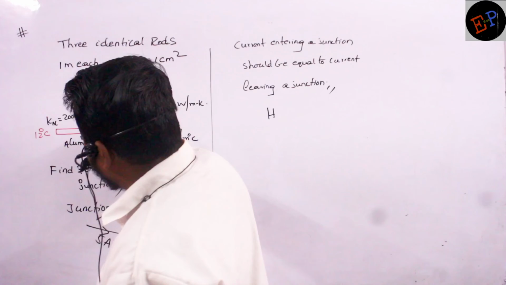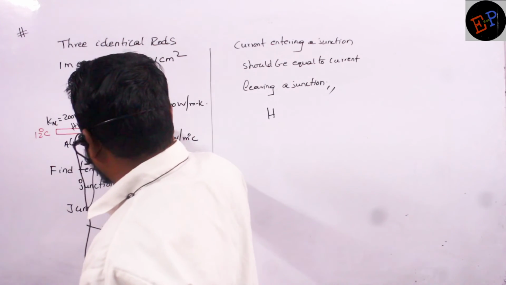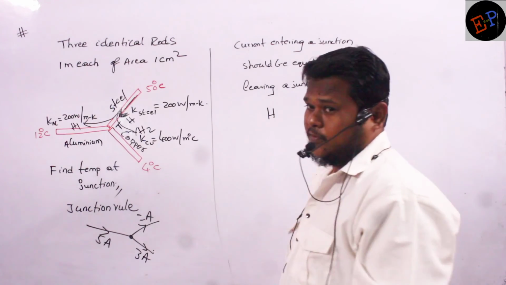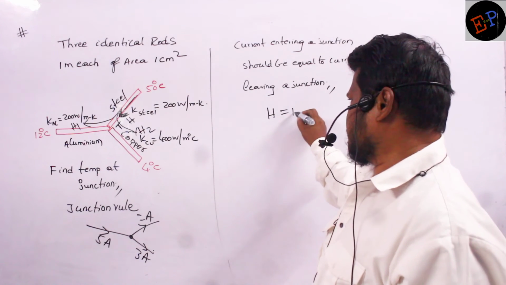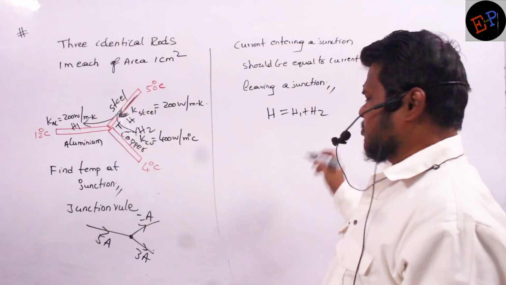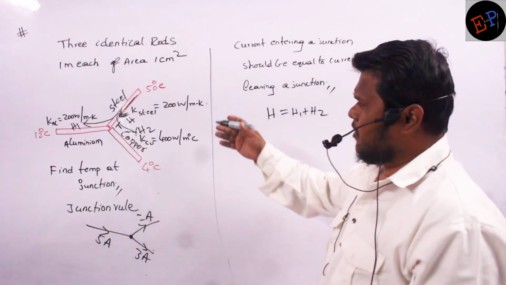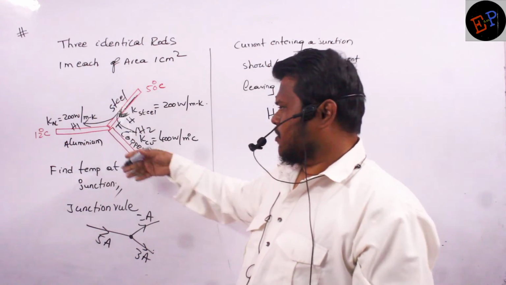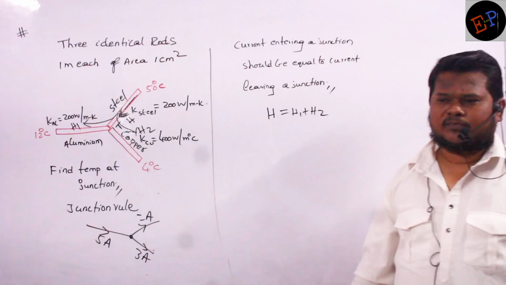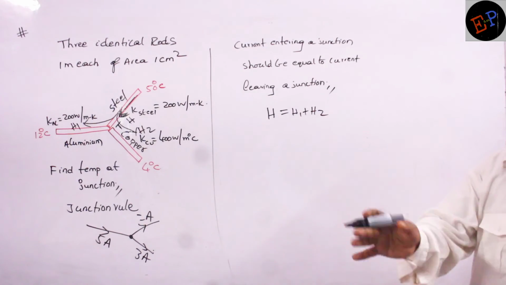Are you able to understand? So here H1 current will flow and here H2 current will flow. Therefore H is equal to H1 plus H2. This is the equation which I have to write. Understood, no? Some of the heat enters into aluminium also, some of the heat enters into copper also. Clear, no? Heat gets divided in both the rods.